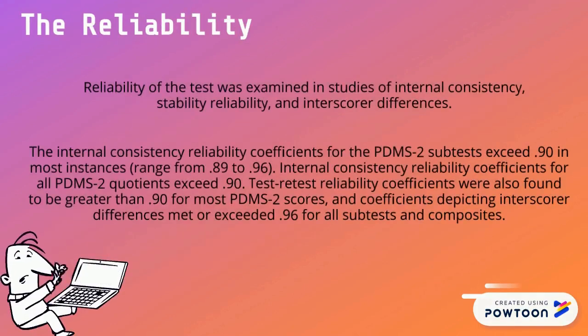The reliability. The reliability of the test was examined in studies of internal consistency, stability reliability, and interscore differences. The internal consistency reliability coefficient for the PDMS2 subtests exceeded 0.90, in most instances ranging from 0.89 to 0.96. Internal consistency reliability coefficients of all PDMS2 quotients exceeded 0.90. Test-retest reliability coefficients were also found to be greater than 0.90 for most PDMS2 scores, and coefficients depicting interscore differences met or exceeded 0.96 for all subtests and composites.